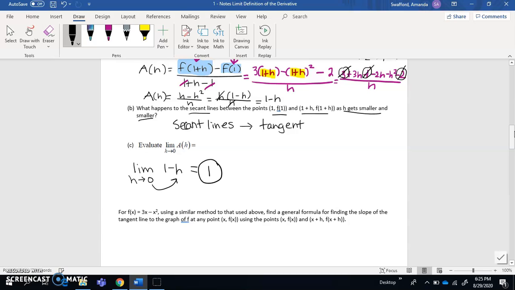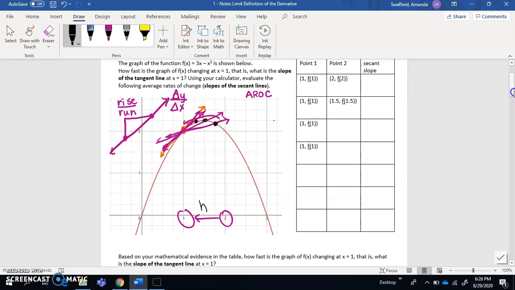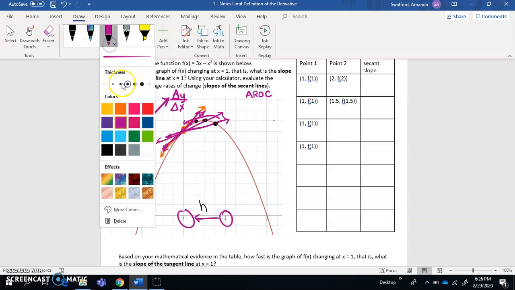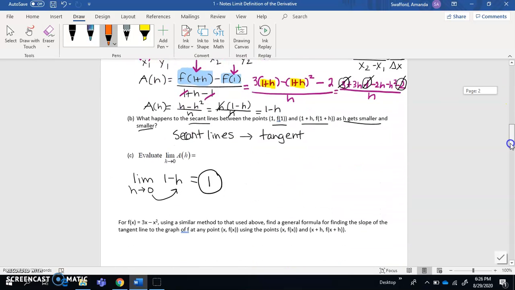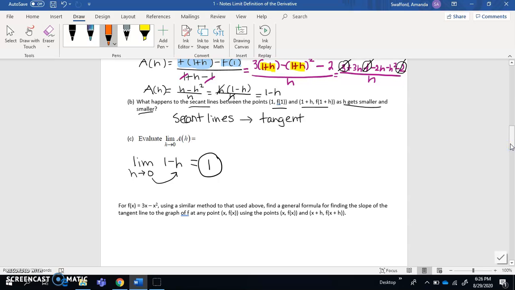So what this is saying is that back here on our original curve, the approximation for that tangent line, which was originally orange, the approximation for the slope of this line is 1. We're saying as h gets smaller, smaller, smaller, that secant slope is getting closer to 1. So the slope of our tangent line is 1.